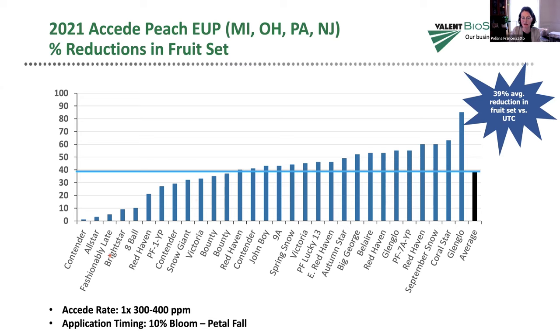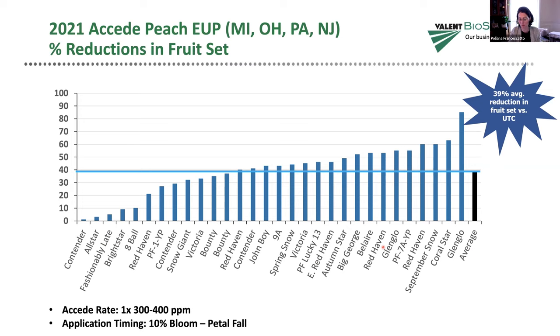There are a lot of varieties that we cannot focus on all of them, but there are differences between varieties, as you can see here. And between places, sometimes the same variety in one place has less thinning than in the other. So the weather plays a role here.